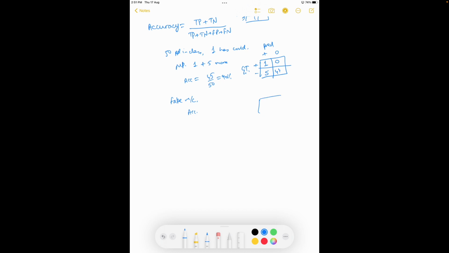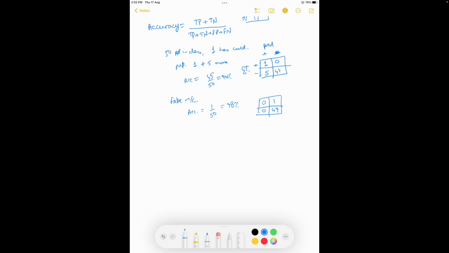So draw the confusion matrix first, with the same labels. The confusion matrix: 0, 1, 0, 49, right? Because for everything the machine is saying 0 only, the negative only. Only 1 is wrong, 49 are correct. So what is the accuracy? 49 upon 50.